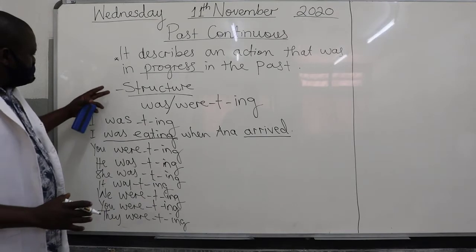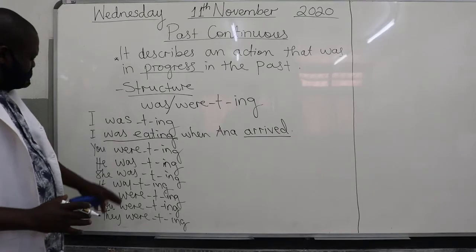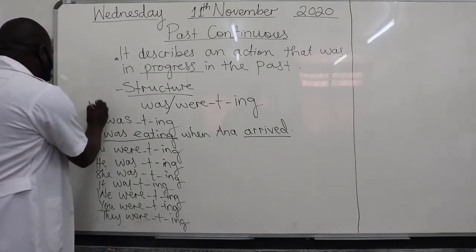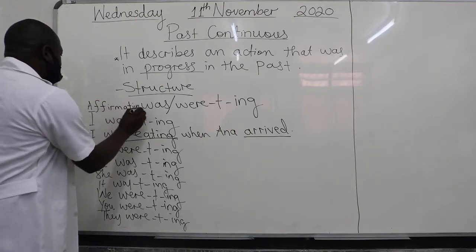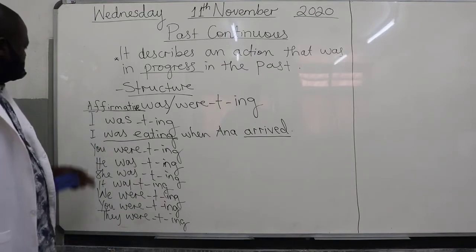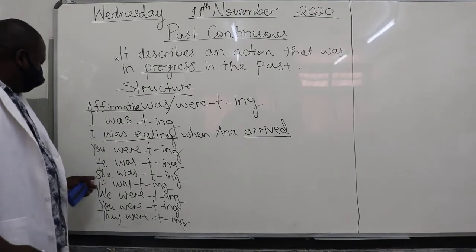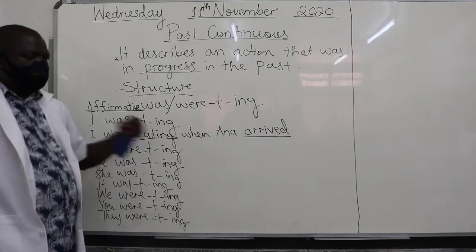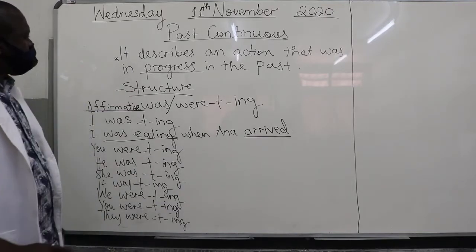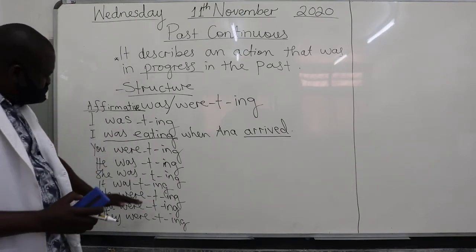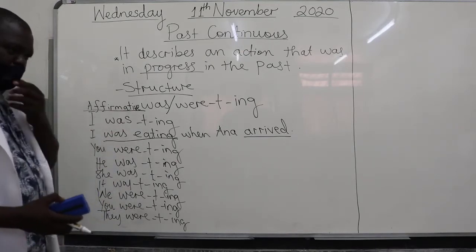So these are affirmative sentences. I was playing football at 6 o'clock. She was cooking dinner at 7 o'clock. So we can also change these sentences from the affirmative form to the negative form.